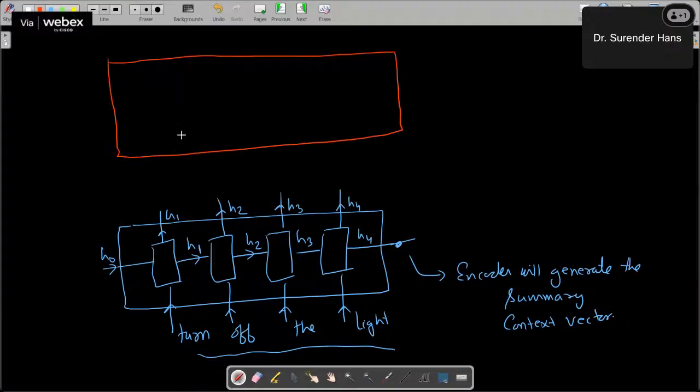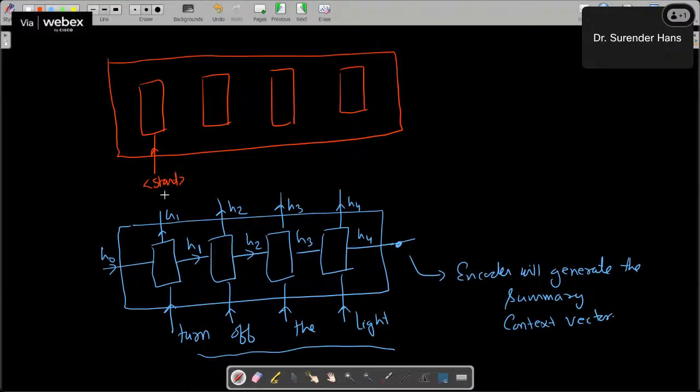This one is the decoder. Here is the LSTM at time step t equals 1, t equals 2, t equals 3 and t equals 4. Now the current input here is start, or in the paper, start of sequence. Clear?